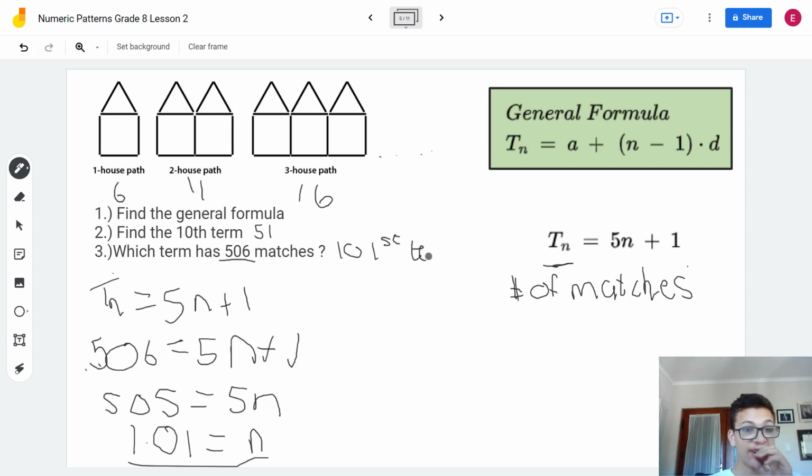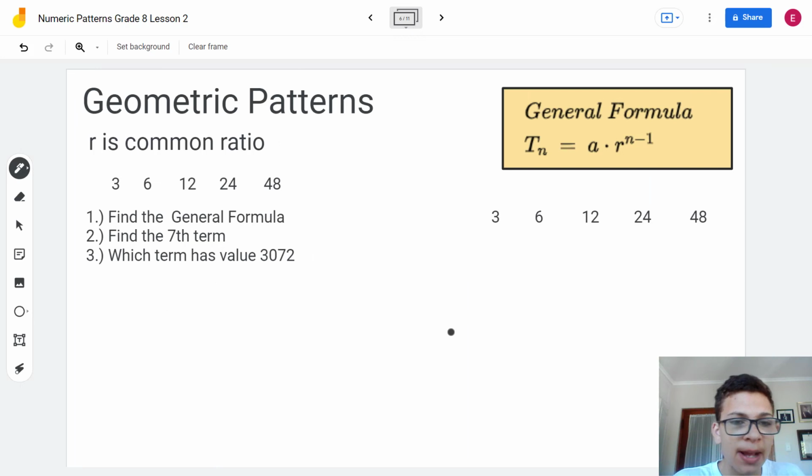Okay, and that's how you do arithmetic patterns. The general formula is very important, so I would recommend you learn this formula. Now the next type of pattern is geometric patterns. Again, geometric patterns are a bit trickier. However, it also has a formula like arithmetic patterns. So if you understand how to use the formula in arithmetic patterns, for geometric patterns you just need to learn the second formula as well.